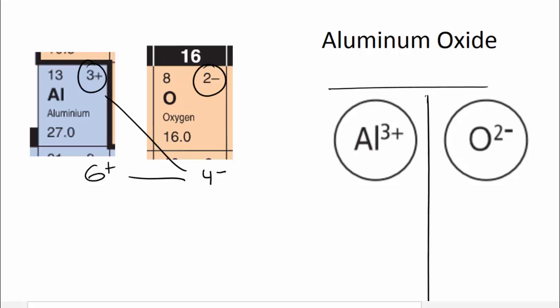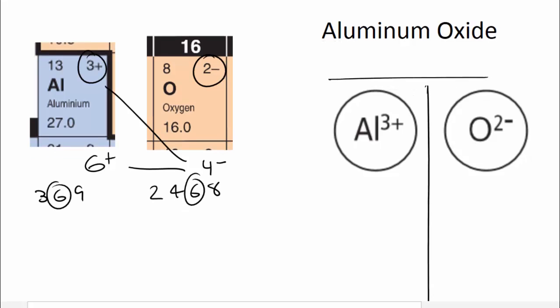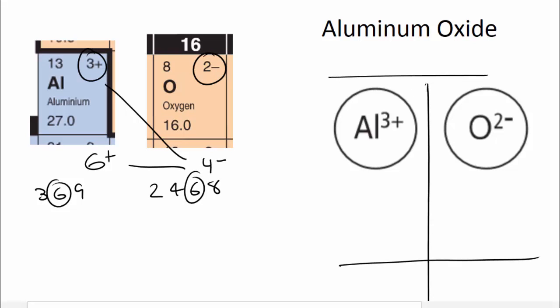Well, we find the lowest common multiple. So it's very simple math. With aluminum, we're counting by 3s: 3, 6, 9. With oxygen, we're counting by 2s: 2, 4, 6, 8. And we find that lowest common multiple, which is a 6. And that means that both of these, the aluminum and the oxygen, need to add up to 6. 6+ for the aluminum and 6- for the oxygen.